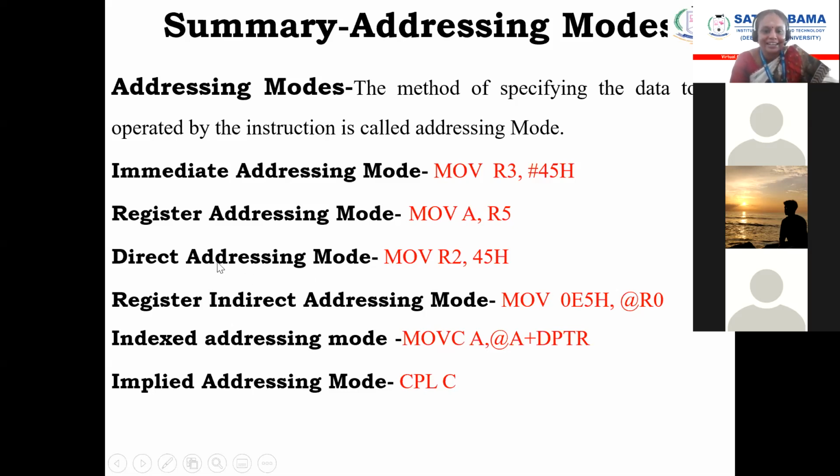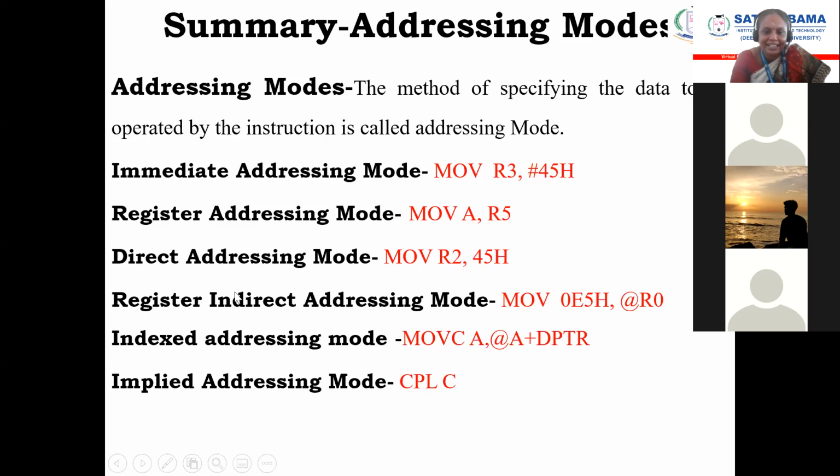Direct addressing mode means I directly specify the memory. Here we involve only 8-bit memory addresses, and only the on-chip memory, which we all know is 256 bytes. So my addresses vary from 00 to FF. We saw that 30 to 7F is the general purpose area where I can store or retrieve my data. So in direct addressing, MOV R2, 45 means 45 is my address. The data stored at the 45th location will be moved to R2.